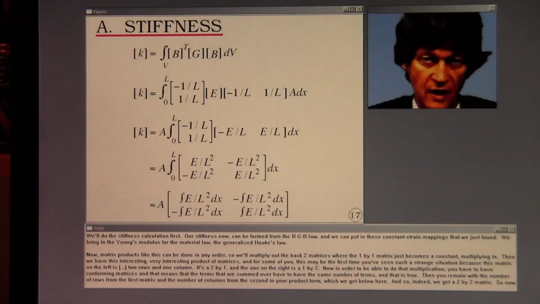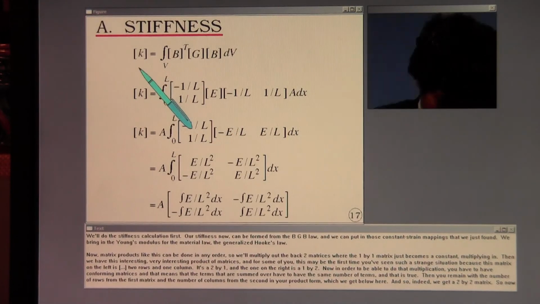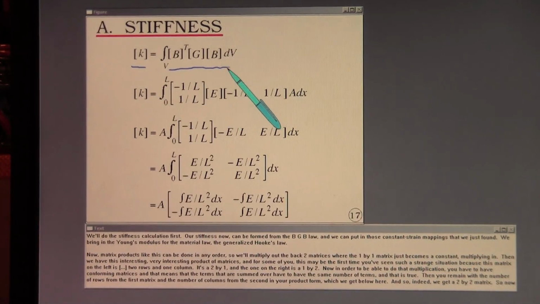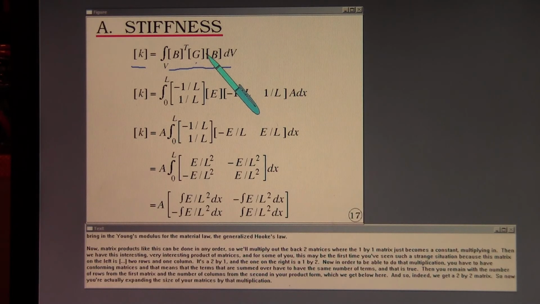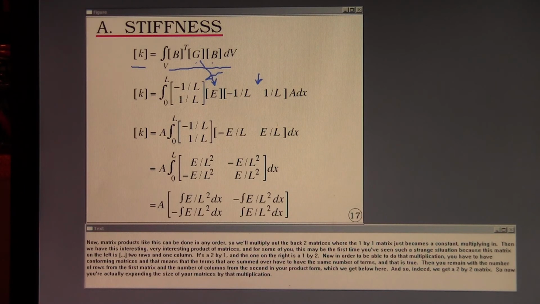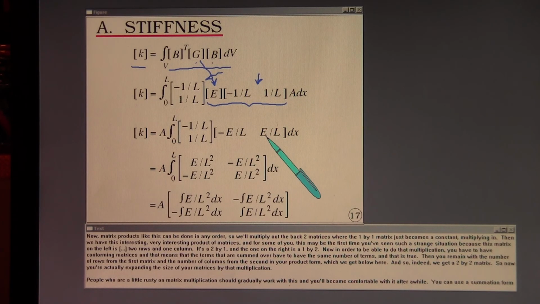We'll do the stiffness calculation first. Our stiffness now can be formed from the B-transpose-E-B law, and we can put in those constant strain mappings that we just found. We bring in the Young's modulus for the material law, the generalized Hooke's law. Now, matrix products like this can be done in any order, so we'll multiply out the back two matrices, where the 1 by 1 matrix just becomes a constant multiplying in.